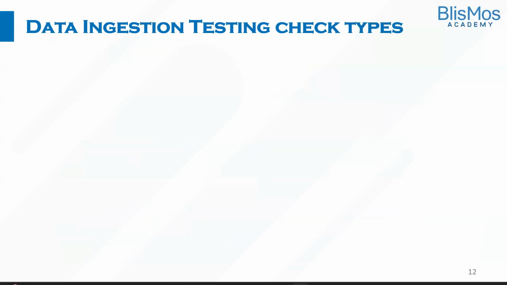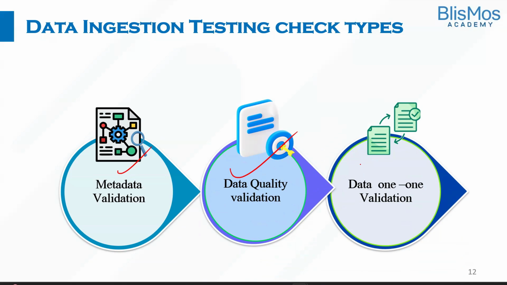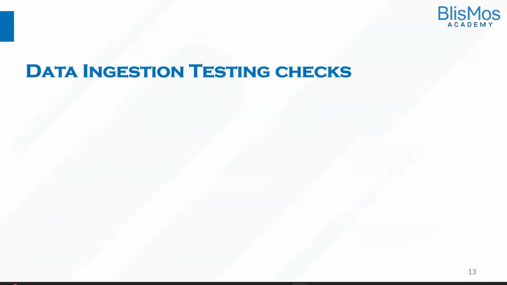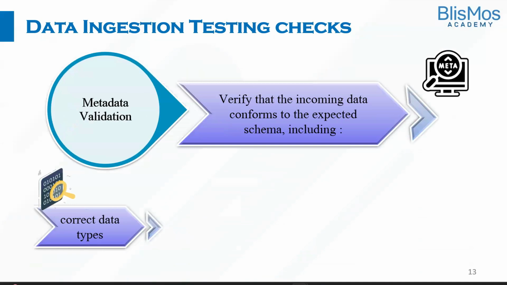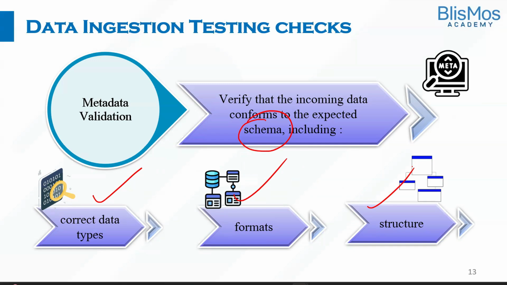In order to test the data ingestion, we have some check types. They are metadata validation, data quality validation, and data one-on-one validation. We have already seen this in our earlier video, but we'll quickly go through this as a part of data ingestion testing. In metadata validation, we verify that the incoming data conforms to the expected or target schema. In the schema, whether the data types are correct or not, whether the format is proper or not, or the structure is as per the defined terms or not. That will be validated in metadata validation.